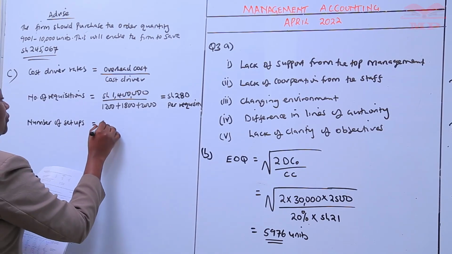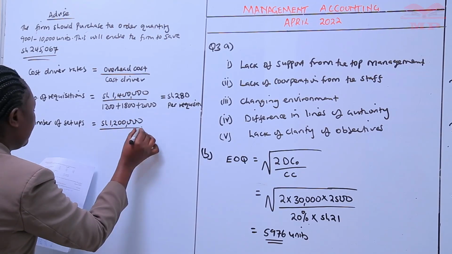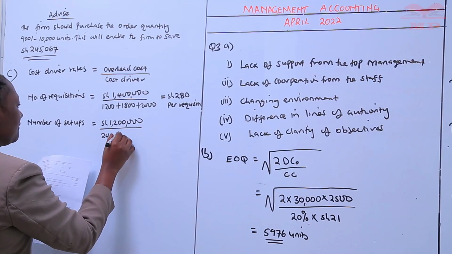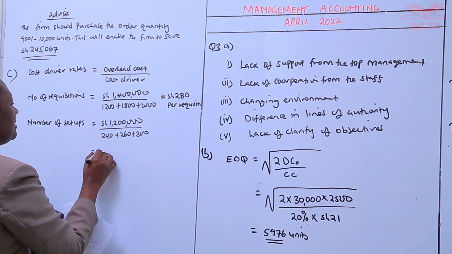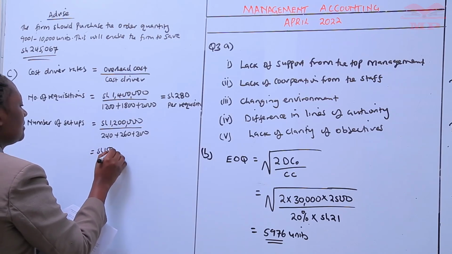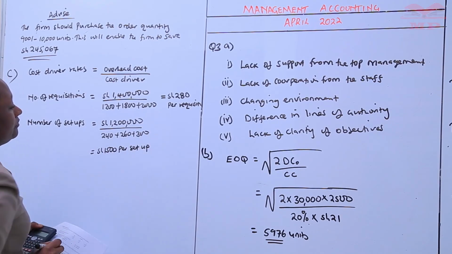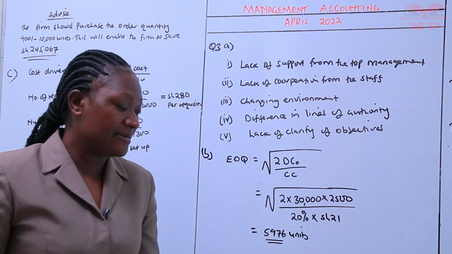This will be equal to 1,200,000. Divide that by the total number of setups for all the products. And this is 1,500 per setup. That's step number 1, calculate the cost driver rates.